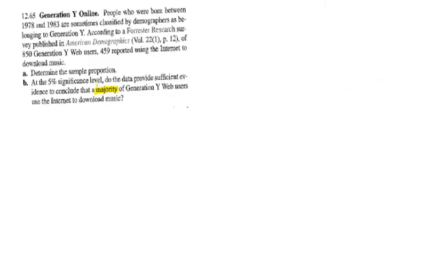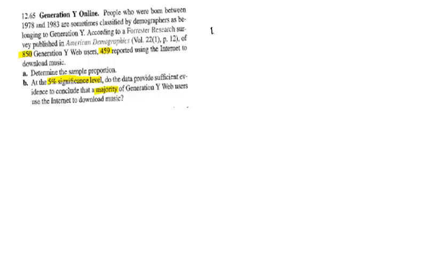The other important information we need from this problem is 459 was the amount that reported using the internet to download music. Our n was 850, and we're using a 5% significance level. That's going to be important to us. And the one thing that's not directly said in the problem, but because of the way they worded it is understood, is provide sufficient evidence to conclude that a majority. So we're going to use pi, our population proportion, as 0.5.